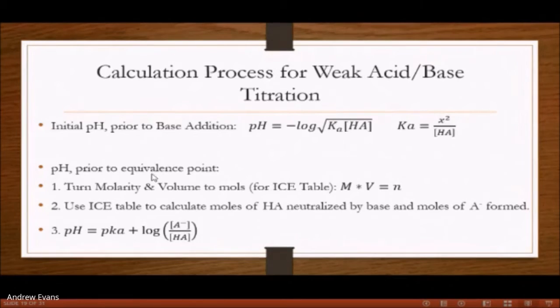For the pH prior to the equivalence point, we still have an ICE table. However, now we have to calculate the amount of A minus formed. Then, instead of doing the redilution, you can say pH equals pKa plus log of A minus over HA. Does this still use molarity? Yes. Do you have to calculate those for molarity? No, because they're both in the same volume. If you want to calculate it for molarity, you can. It isn't as important.